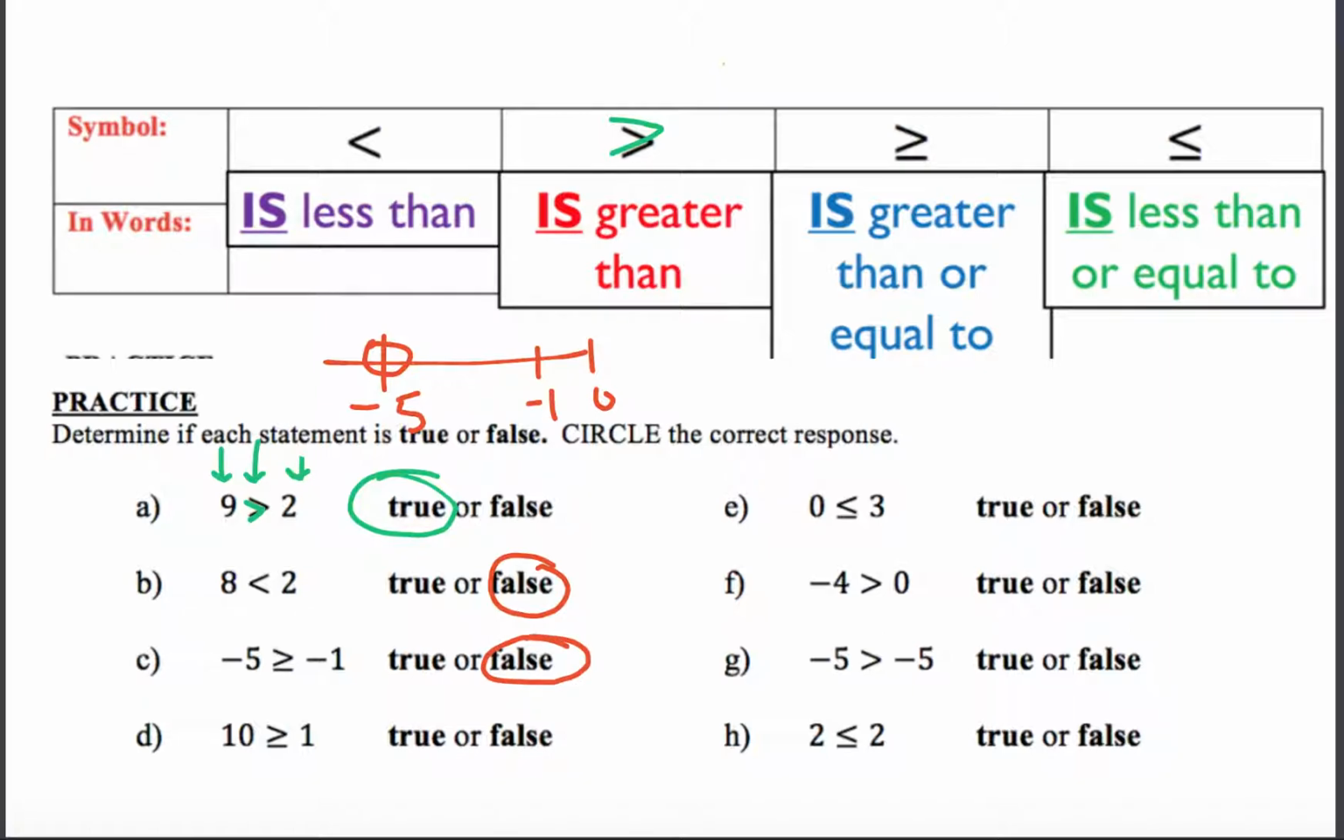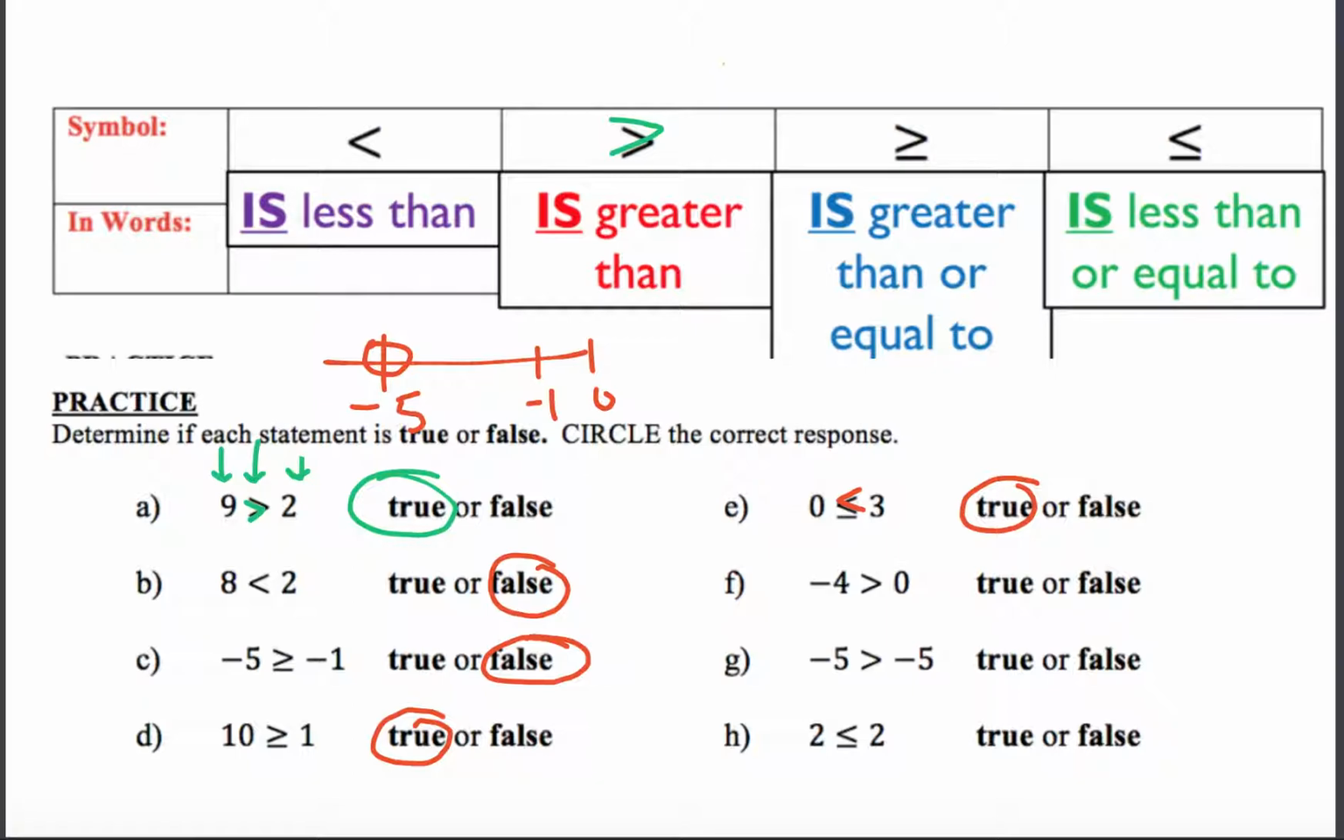D says 10 is greater than or equal to 1. And that is true because it is greater than 1. It doesn't have to also be equal, just one is okay. E is less than or equal to 3. And that is true.